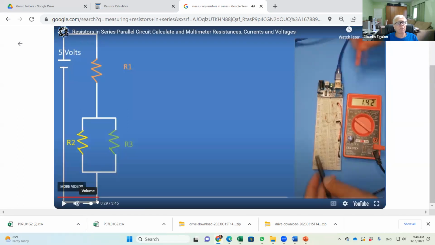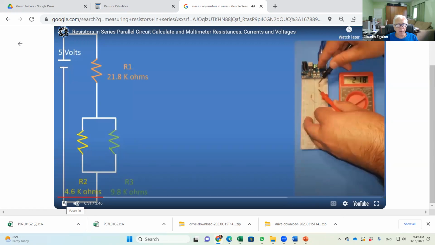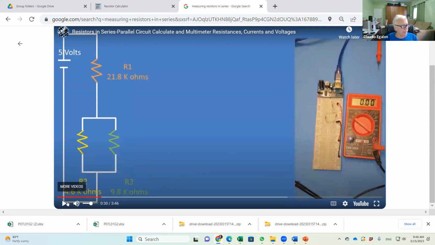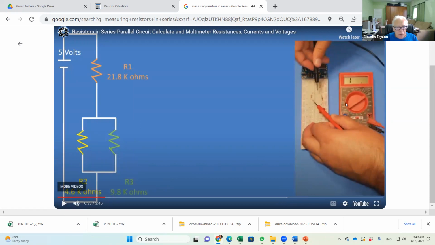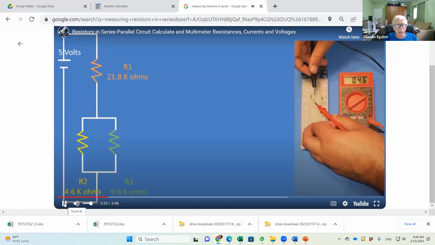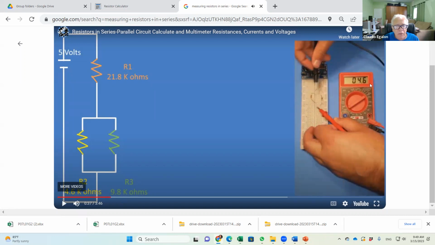Okay, what he did right now, he just measured the voltage in the circuit. And now he's going to measure the resistance. The resistor values are 21.8 kilo ohms. Okay, 21.8 for this resistor right here. He's using this scale right in here. He's set up to measure in kilo ohms. The measurement here doesn't show the kilo, right? Because the kilo symbol is too small in many multimeters. Let's take a look at the other one. 9.8 kilo ohms for resistor 1, 4.6 kilo ohms for resistor 2. Yeah, it doesn't show the kilo here.